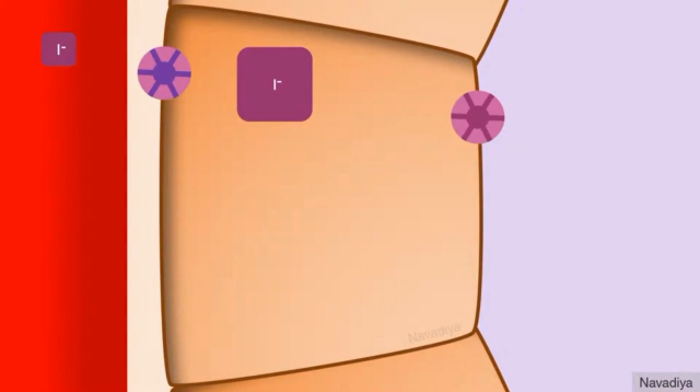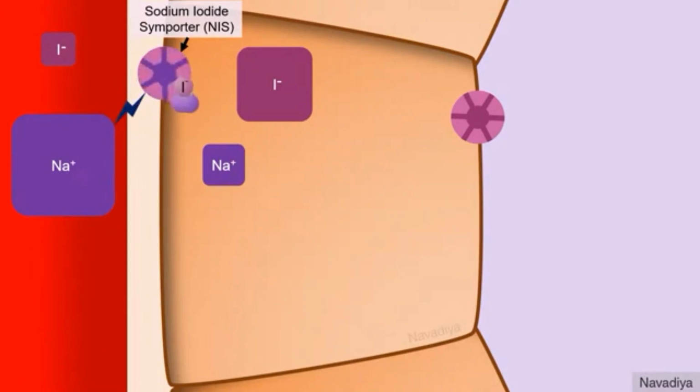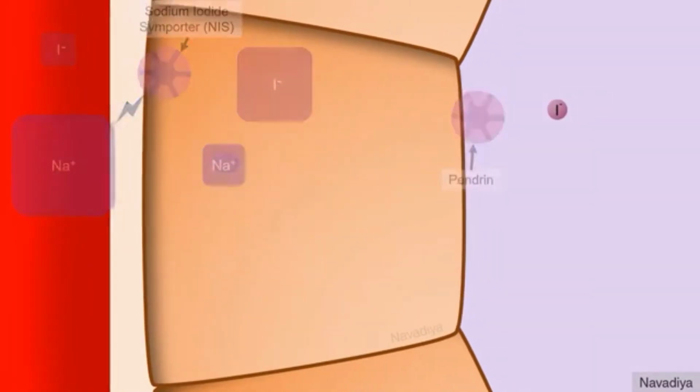The first step in thyroid hormone synthesis is active uptake of iodide. It is carried out by the sodium iodide importer. This uptake is against the electrochemical gradient, and energy for this transport is obtained from downhill influx of sodium. From the cell, iodide is transported into the colloid by transporters called pendrin.